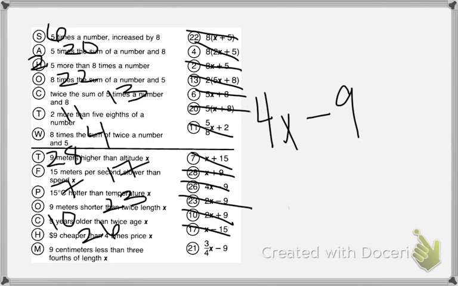And last, I know, process of elimination, but you can't usually process of elimination your way through an assessment. So 9 centimeters less than 3/4 of length X. Don't freak because it's a fraction. This is 3/4 X, just the way it reads. And which one is showing you that? Number 21.